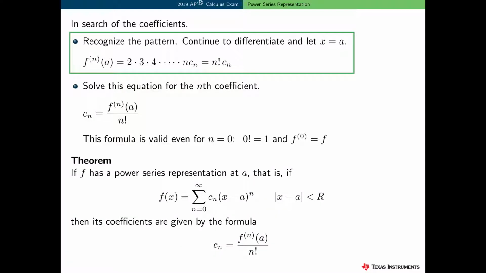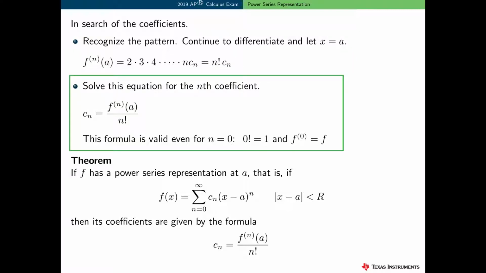By now, hopefully, you can recognize a pattern. If we continue to differentiate and let x equal a, we obtain that the nth derivative of f evaluated at a is equal to 2 times 3 times 4, all the way down the line, times n, times c sub n. Another way to write this is n factorial times c sub n. So next, solve this equation for the nth coefficient. And we find that c sub n is equal to the nth derivative of f evaluated at a divided by n factorial.